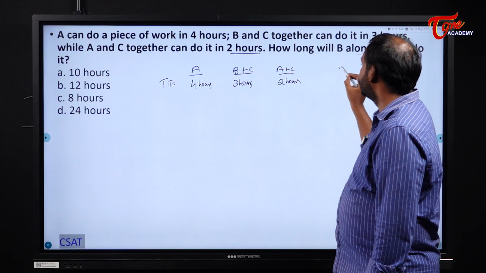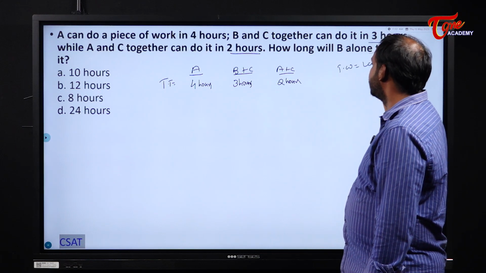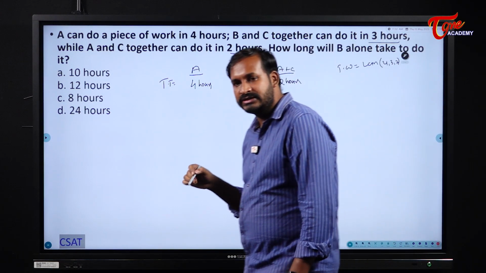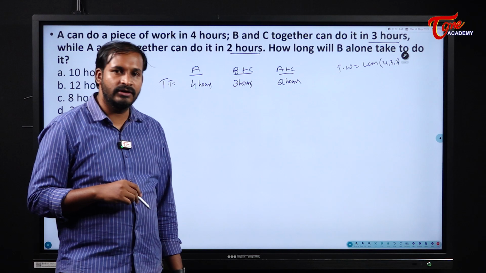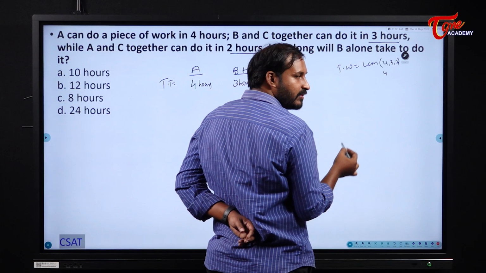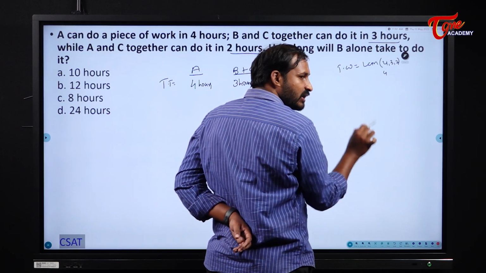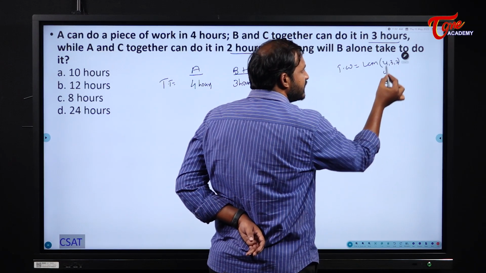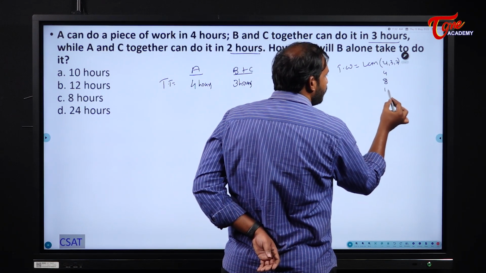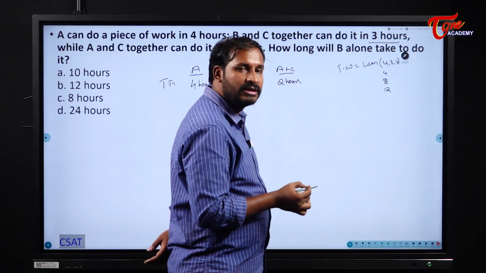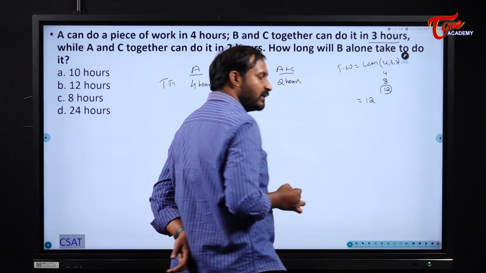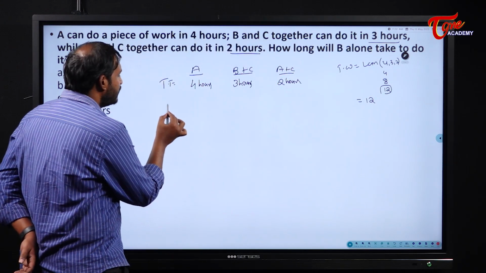Now tell me what will be the total work here? Total work is equal to the LCM of 4, 3 and 2. What is the LCM of 4, 3 and 2? It is 12. Why? Is 4 divisible by both 3 and 2? No. 4 is divisible by 2, but not by 3. The next multiple is 8. It is divisible by 2, but not by 3. The next multiple of 4 is 12. Yes, 12 is divisible by both 3 and 2. So the LCM is 12, and the total work is 12.